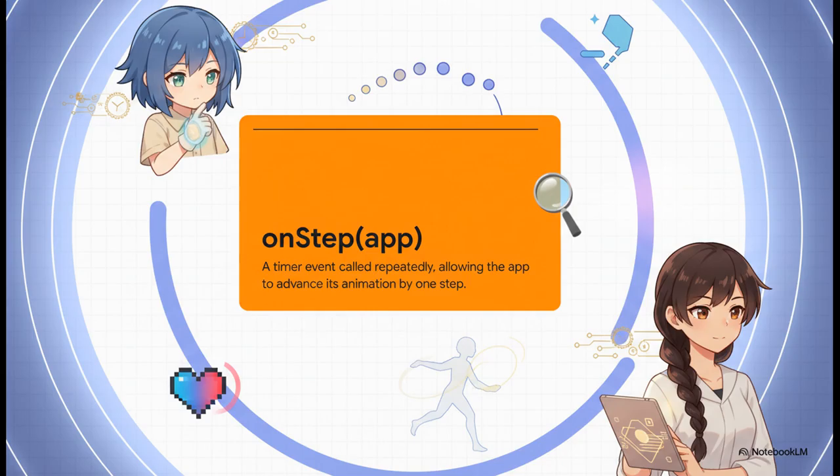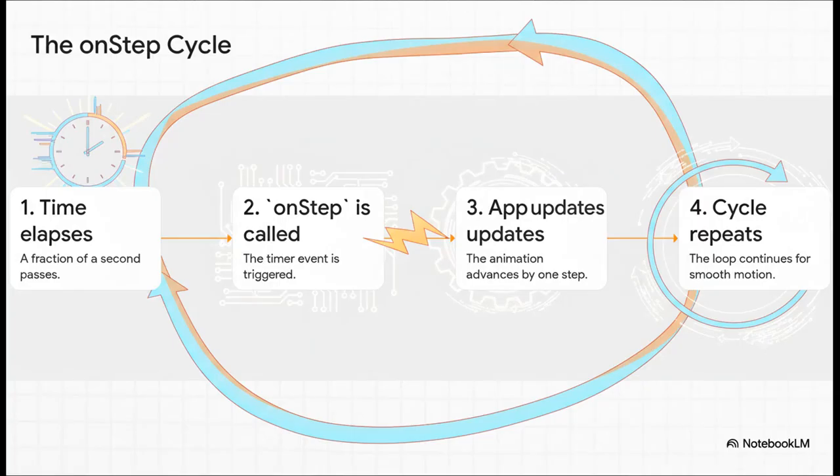So what is this OnStep thing really? Just think of it like a constant, rhythmic pulse for your app. The CMU graphics library calls this function for you, over and over and over again, and you don't have to do a thing to make it happen. Each time it gets called, your app takes one tiny little step forward in its animation. Maybe a circle moves 1 pixel to the right, or a square gets just a tiny bit bigger. And this creates a continuous, kind of never-ending loop.